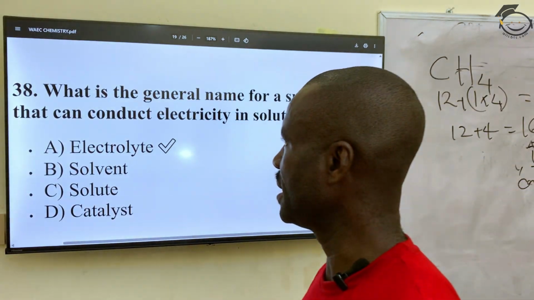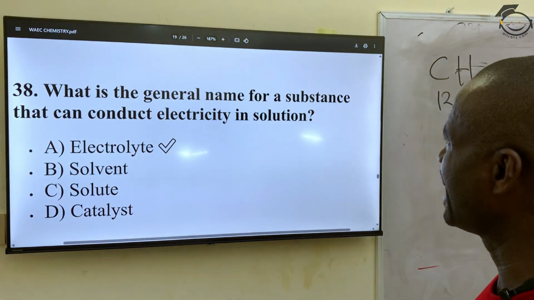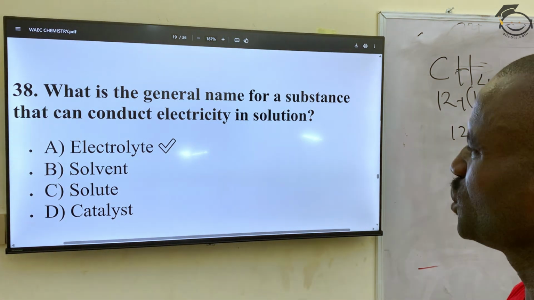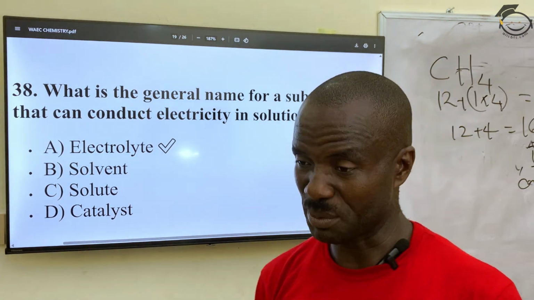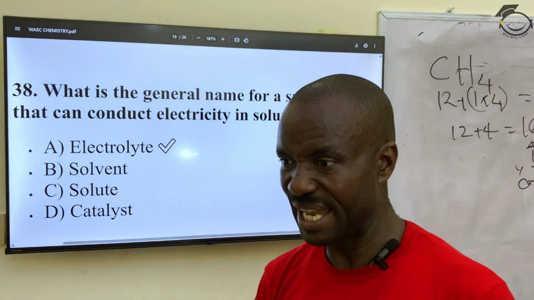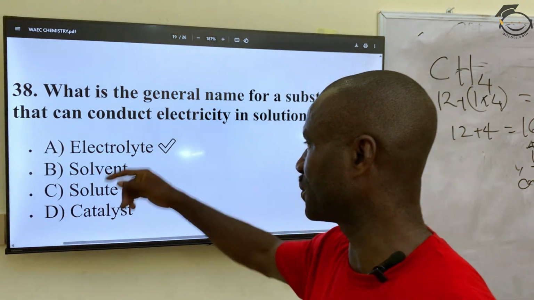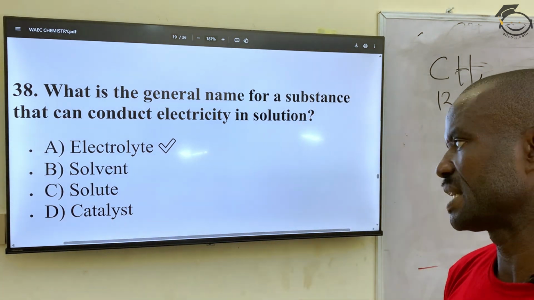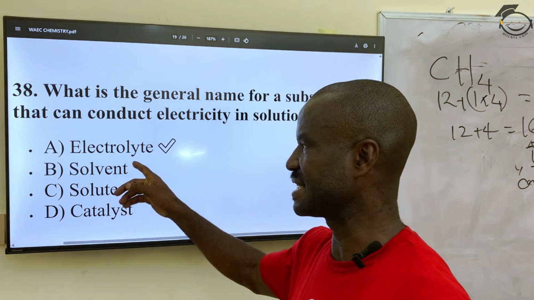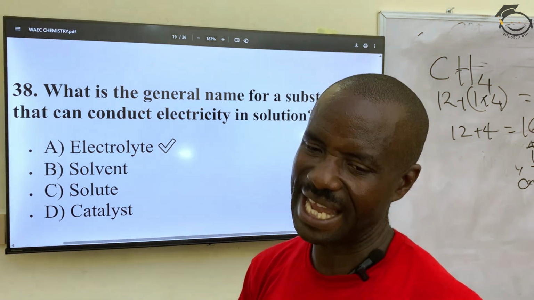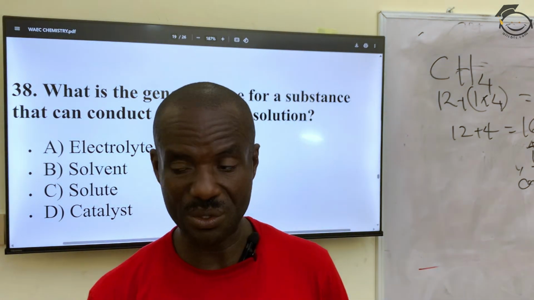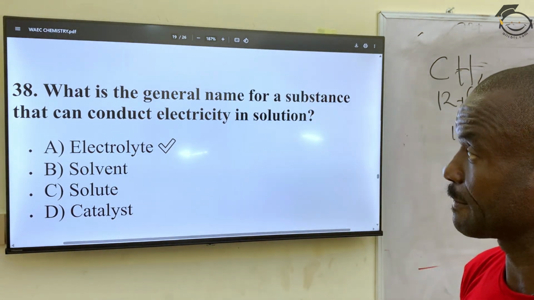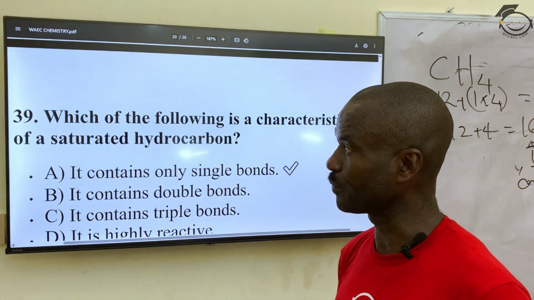Question 38. What is the general name for a substance that can conduct electricity in solution? If a substance is able to conduct electricity in solution, it is called A, electrolyte, B, solvent, C, solute, D, catalyst. The correct answer is electrolyte. An electrolyte is a substance that can dissociate in water into ions, thereby conducting electricity when current is passed through it. Correct answer is A.